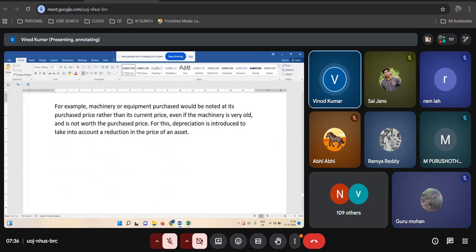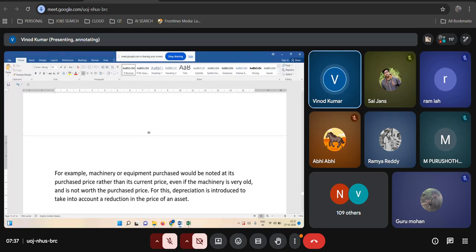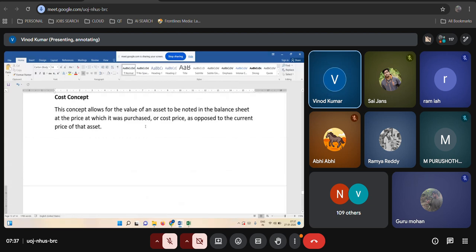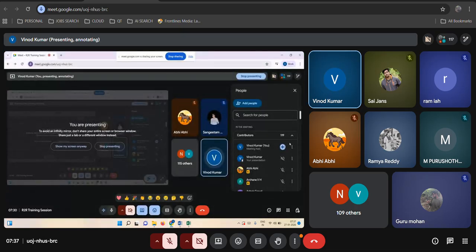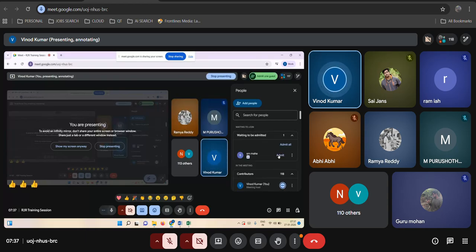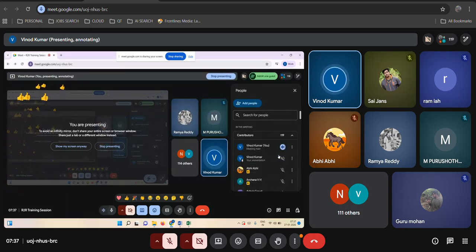Next, let's move to the cost concept. The cost concept in accounting says that we need to show the original cost of an asset, not the current price in the market. That is called the cost concept in accounting.